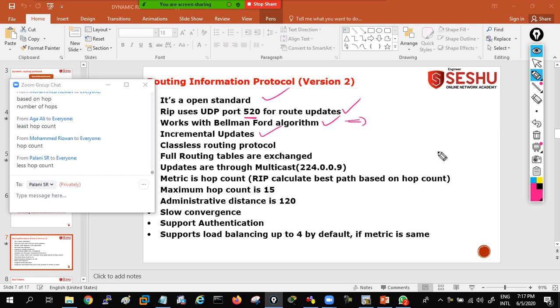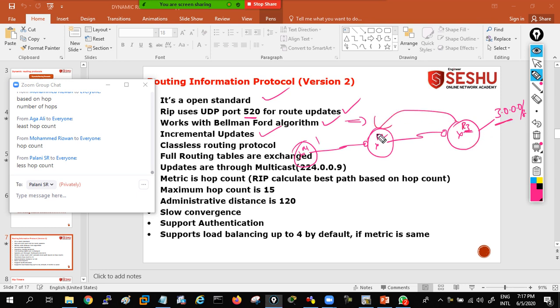Incremental updates means, do you remember in router 3, I added a network 3.0.0.0/8? Did you remember? And what he has done, he sent it to router 2. Then router 2 immediately sent it to router 1. Right? The moment you advertise this network, he didn't wait. He sent it immediately to router 2, then router 2 sent it to router 1. Right? That is called incremental update.